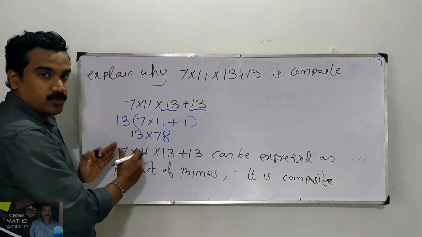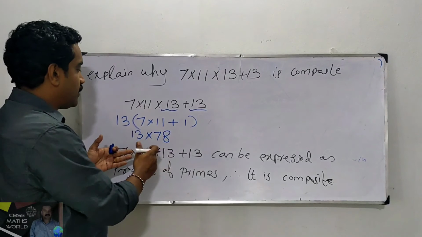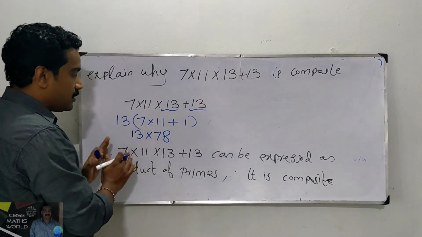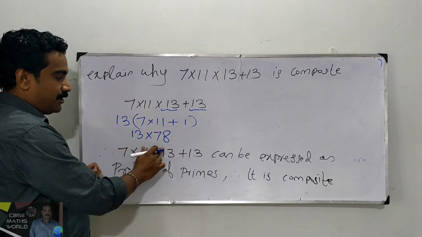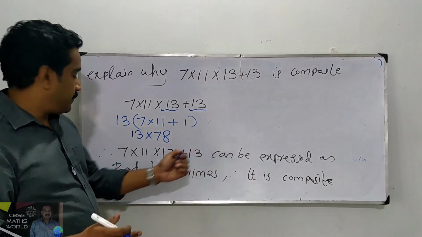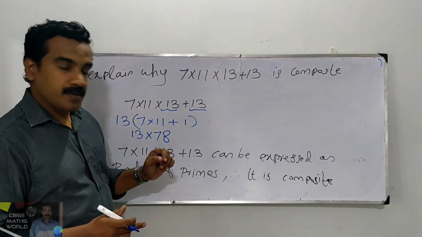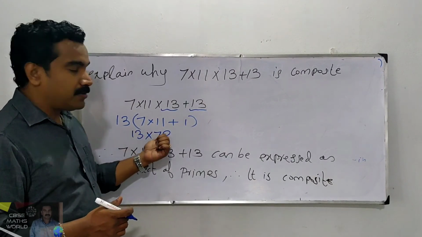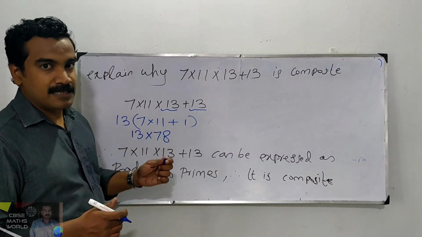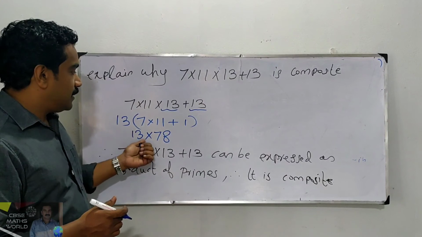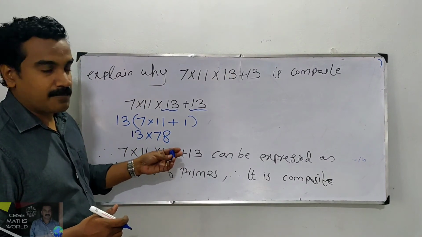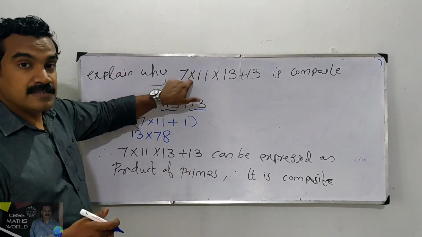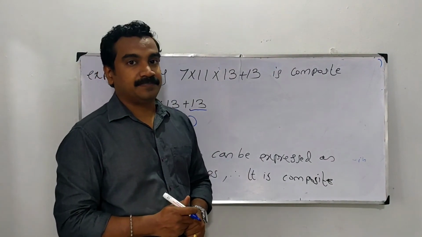So it is a product of two numbers, and neither number is 1. So 13 into 78. So you can write 7 into 11 into 13 plus 13 as a product of primes. 13 is a prime number. 78 also you can express as a product of primes. So 13 into 78 can be expressed as a product of primes. That's why this is a composite number.